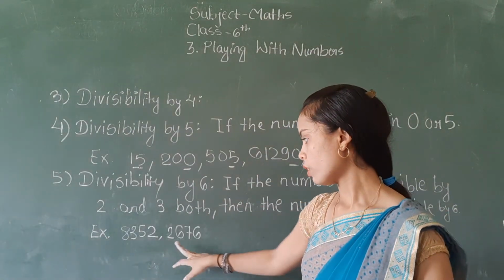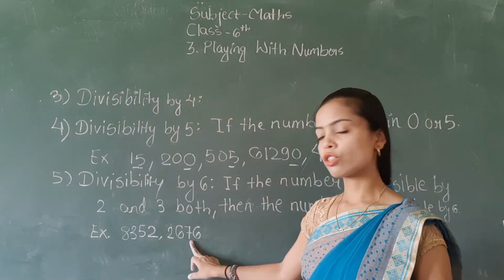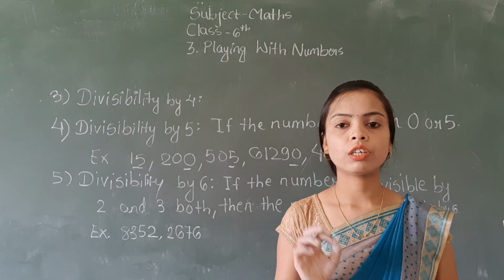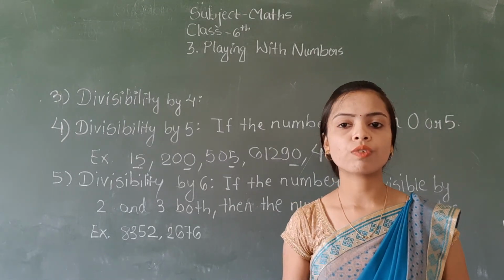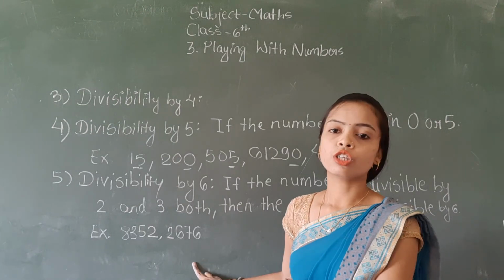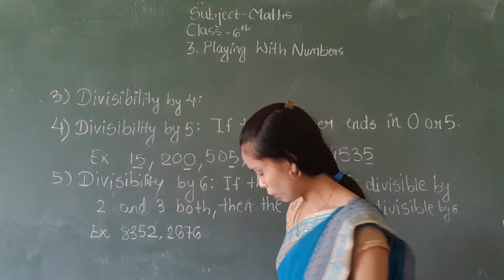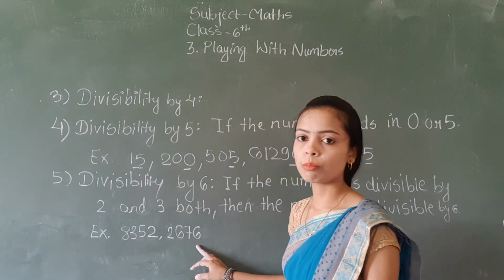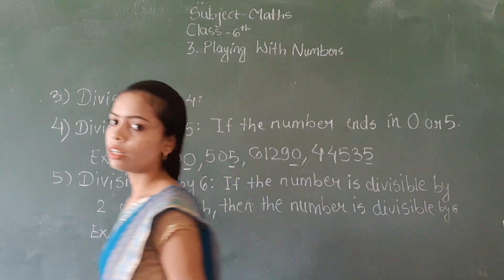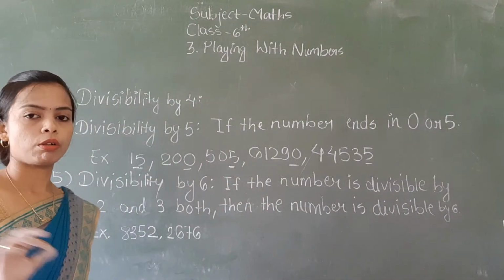Okay. In the same way, 2 plus 6 is equal to 8, 8 plus 7 is equal to 15, and 15 plus 6 is equal to 21, and 21 comes in the table of 3. So we can say that it is divisible by 3. Now it is divisible by 3, and since in the unit place there is a digit 6, that means this number is divisible by 2 also. So we can say that it is divisible by 2 and 3 both. So it is divisible by 6 also.